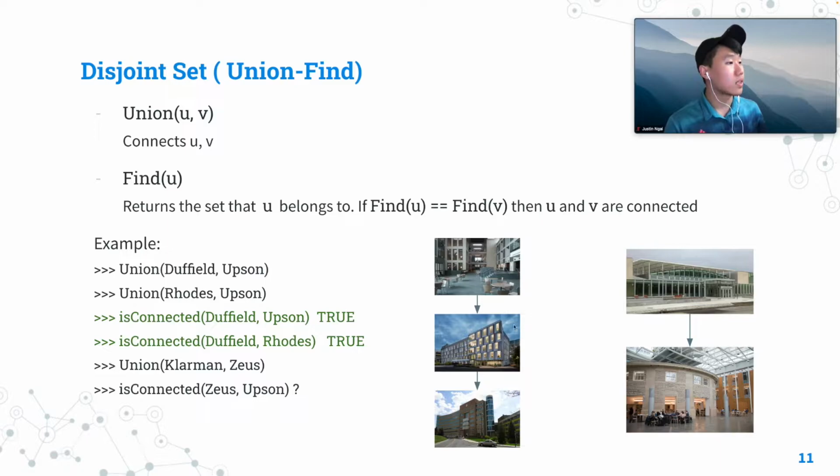And now we ask, is Zeus connected to Upson? We know that physically they're very far apart, and we also can just see that these two are part of two different sets. So the answer is no. But the purpose of building this disjoint set data structure is so that this data structure also knows this piece of information, and we can just query it by calling these two operations.